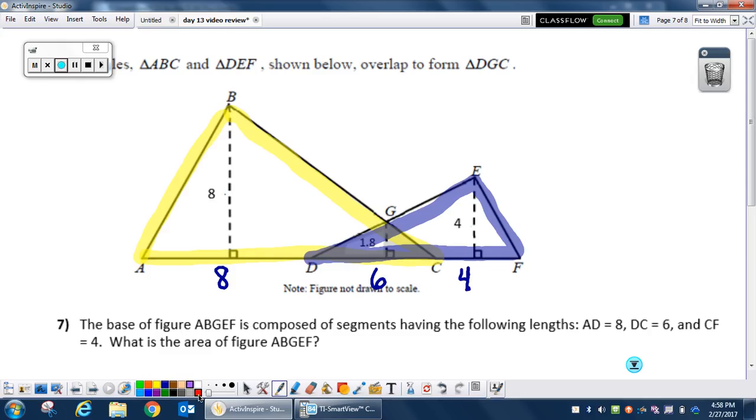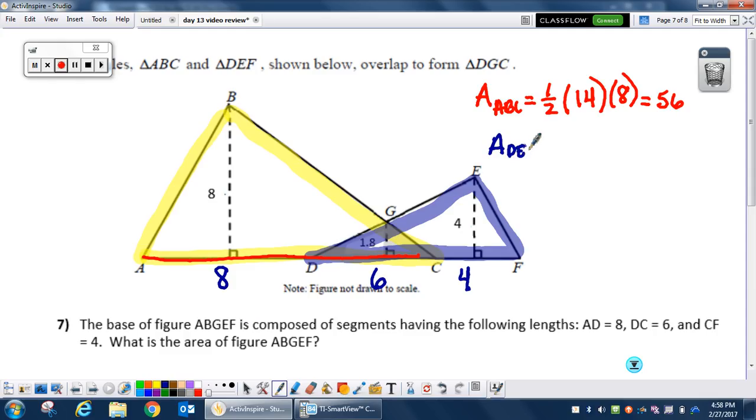Okay, what I'm going to have you do is you are going to find the area of ABC. Okay, so that's the yellow triangle. So ABC, that whole base is from A to C. So that's 8 plus 6. So the base is, what's 8 plus 6? 14. And the height is 8. So that gets us to 56.